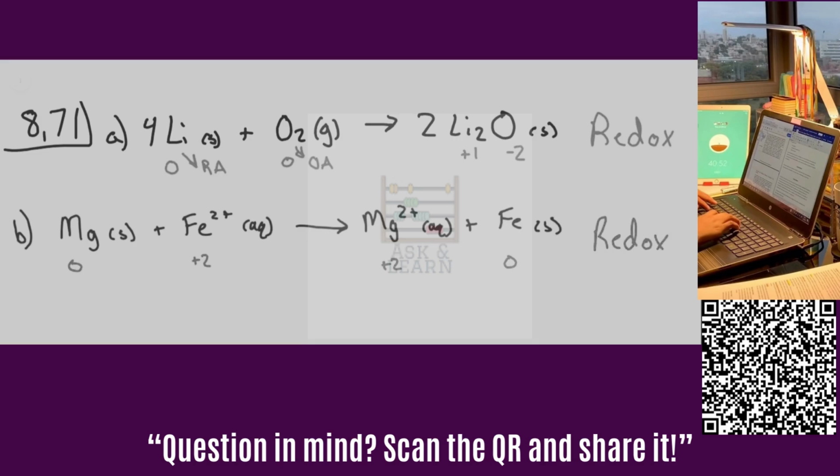And magnesium here is losing electrons. That means it's the reducing agent. It's reducing the iron. And iron is gaining electrons, so that means it's oxidizing magnesium.